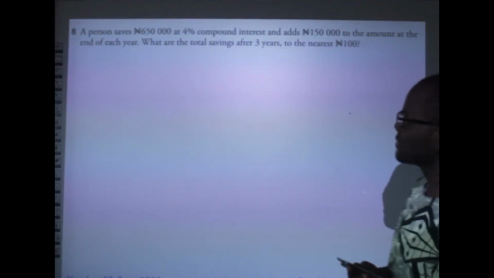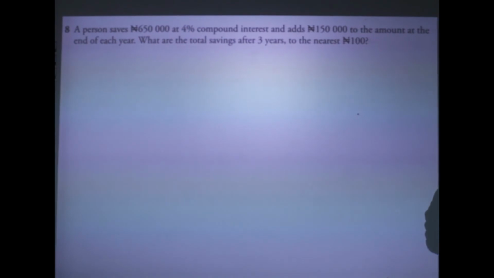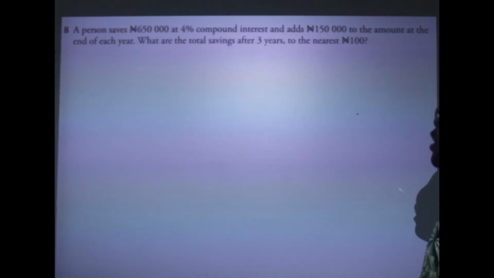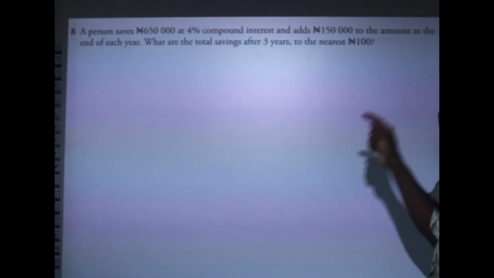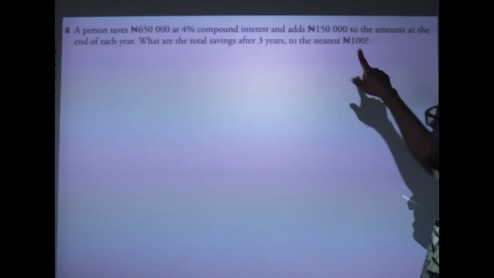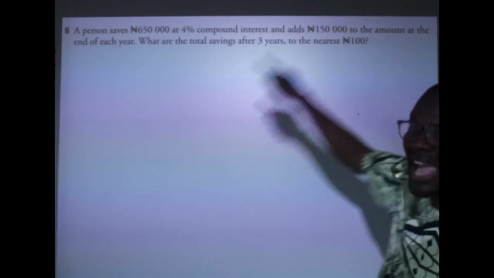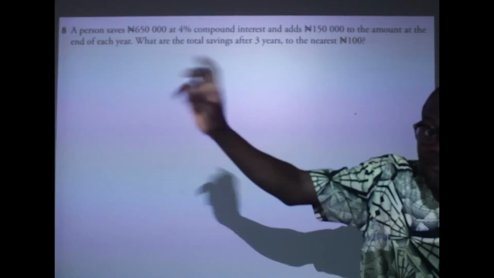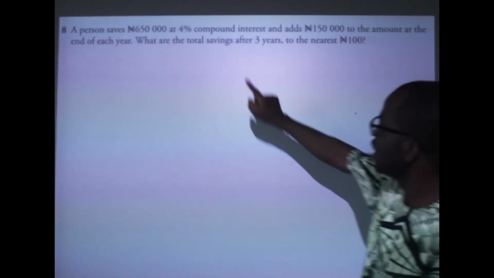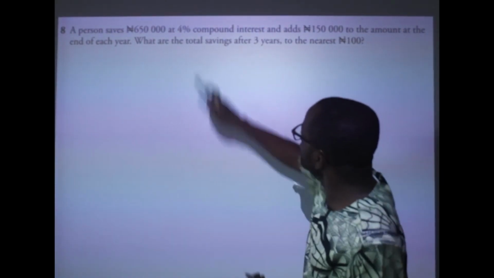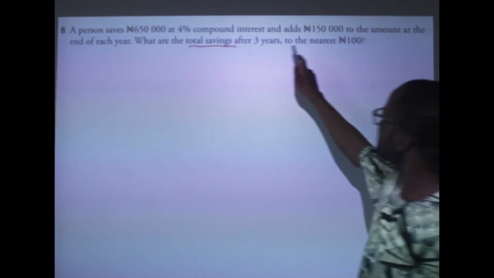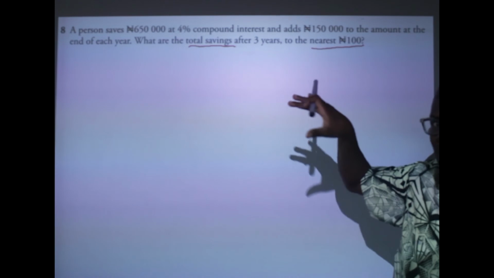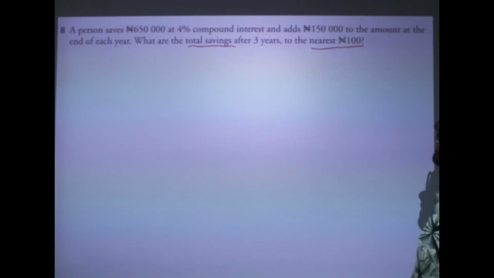Okay, so for question number 8, you have a person who saves 650,000 naira at 4% compound interest and adds 150,000 to the amount at the end of each year. You gotta be careful here. So you have an amount that's been added every year. Take note. What are the total savings after 3 years? Again, to the nearest naira. So be careful with this question, alright?